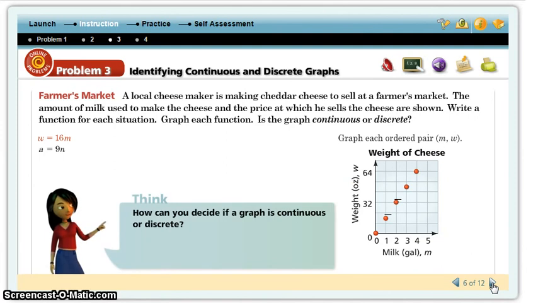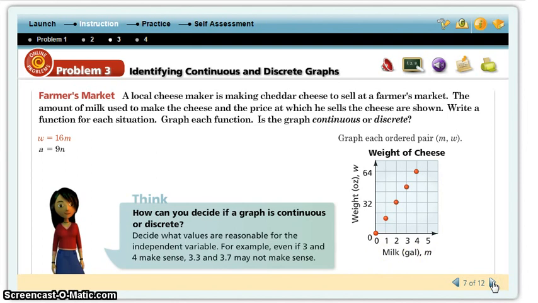How can you decide if a graph is continuous or discrete? Also, real quick, notice that the W, which is your y-axis here, is marked off so that all the values fit. Rather than marking off by 1s or 2s, they've got them marked off so that they can get up to 64 on the y-axis. Okay, so that's something you'll need to also do whenever you're setting up your graph.